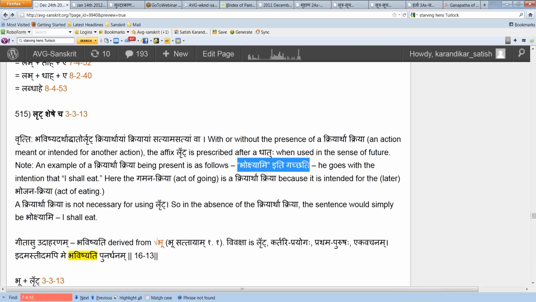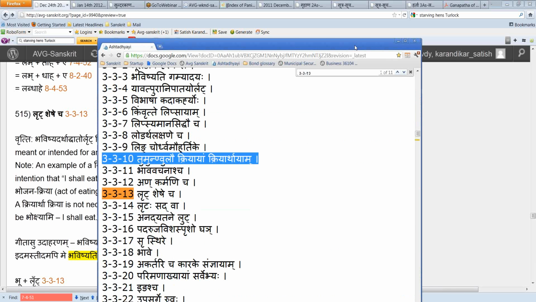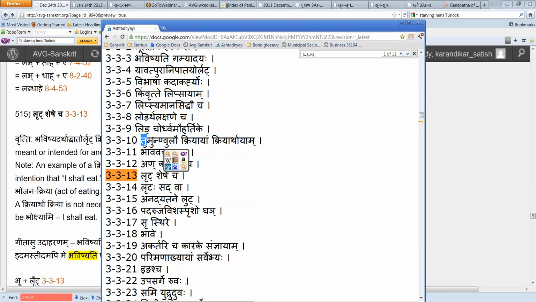Then what would have happened is that if we did not specify kriyarthayam, kriyayam, satyam, satyam, va, then when kriyartha kriya was present, the rut would have been overruled by the sutram tumun and nulau. Because tumun and nul, these two pratyayas, are specifically prescribed when the kriyartha kriya is present. So that being a specific prescription, the tumun and nul would have overruled rut when kriyartha kriya is present.